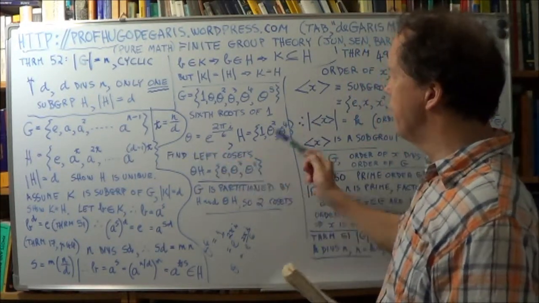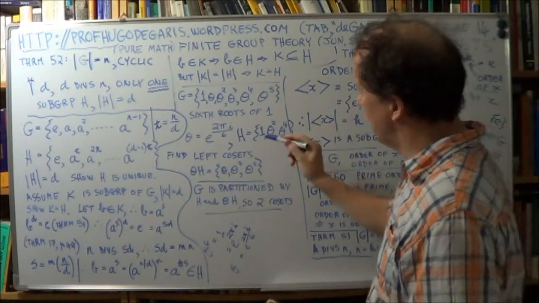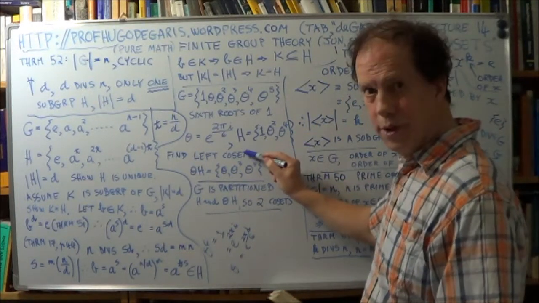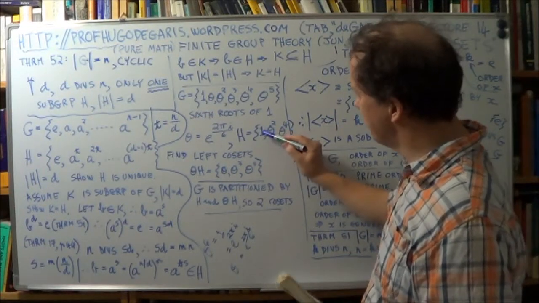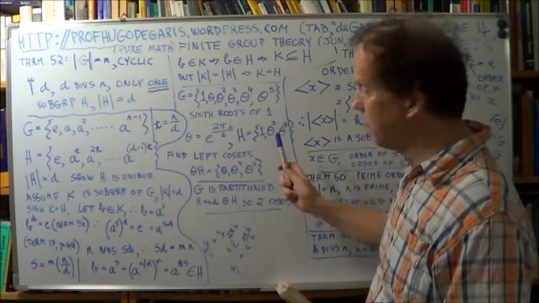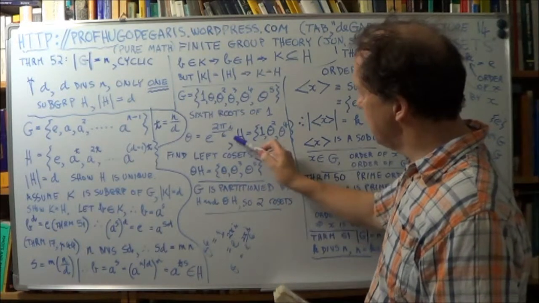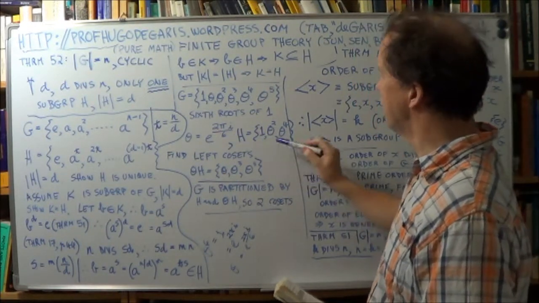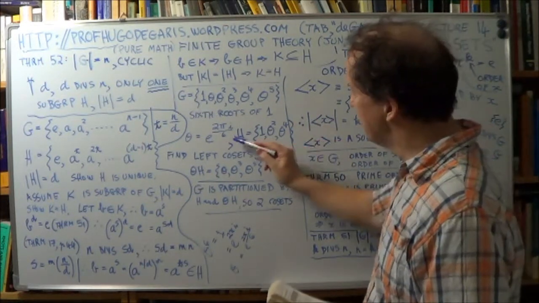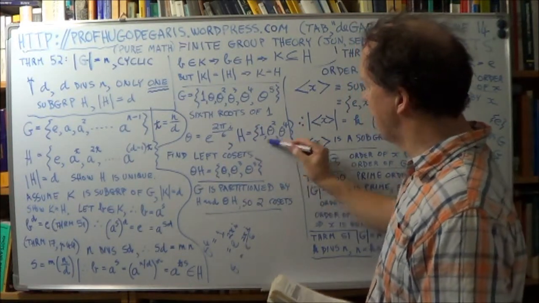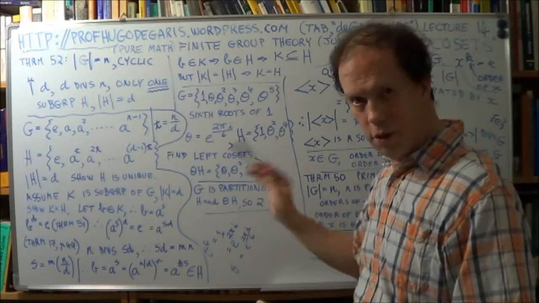Okay, now find the left cosets. Well, one of them is just H itself. Why is that? Because EH is just, in this case E, the unit, is just 1. So EH is just H, because if you multiply each of these by 1, nothing changes. So H is one of your cosets.